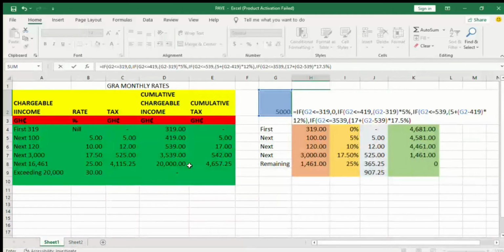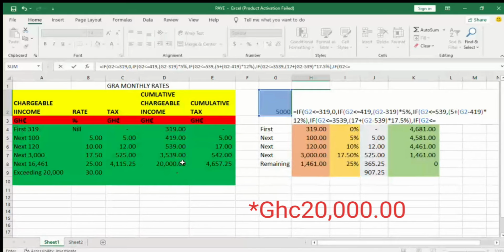Then we bring our comma. Then we go again. If cell G2 is less or equal to 20,000, this is where we are now, the next 16,461, the cumulative chargeable income is 2,000. So if it is less than or equal to 2,000 Ghana cedis, what should we do?